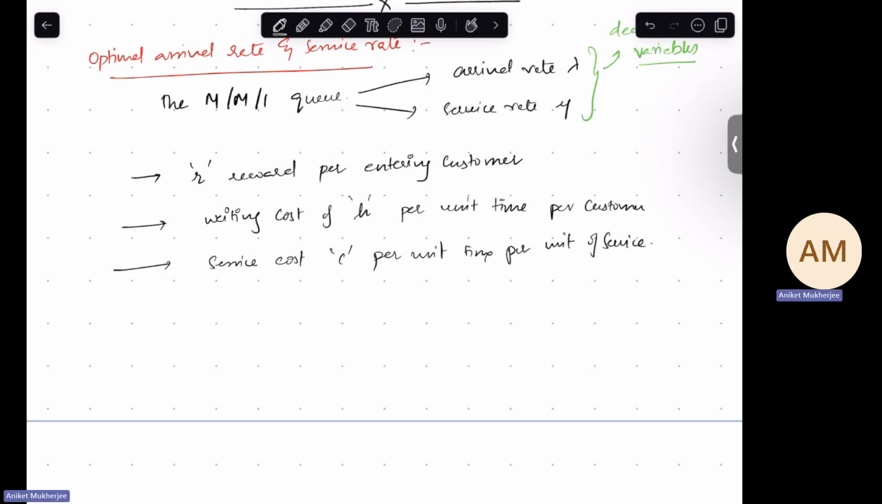Now we'll write the objective function. The objective function here will be a function of both lambda and mu. And this has to be maximized because now we're writing in terms of reward, right? So we have lambda into R, the reward that each customer gets, minus H into L of mu comma lambda, because it's a function of both mu and lambda, minus C into mu, with 0 less than or equal to lambda less than mu, right?